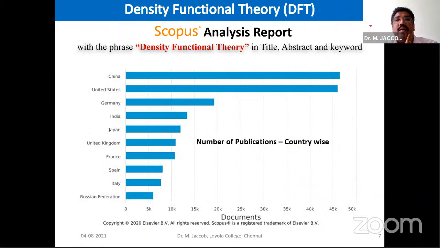These are the countries in which DFT is much more popular. You can see the number of publications country-wise, where China and the US are using DFT for most of their publications. India is also publishing more than 12K publications every year.